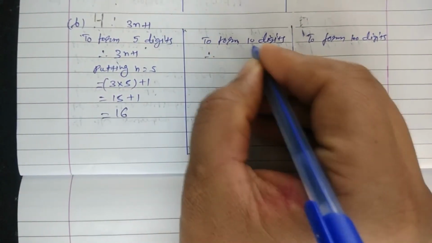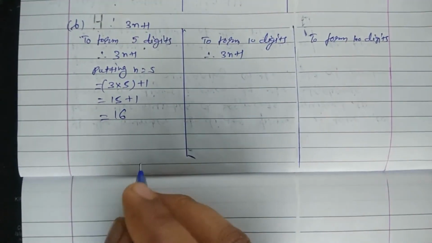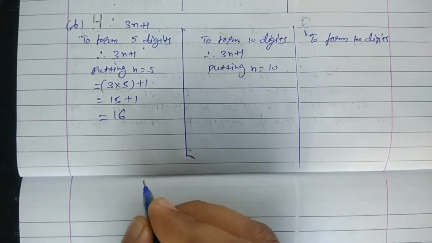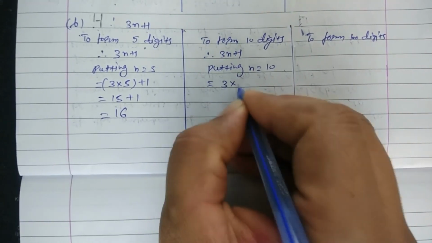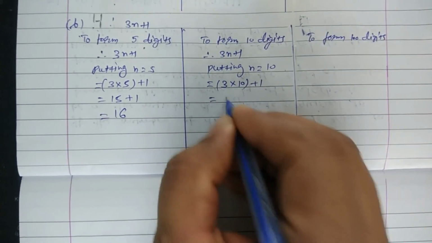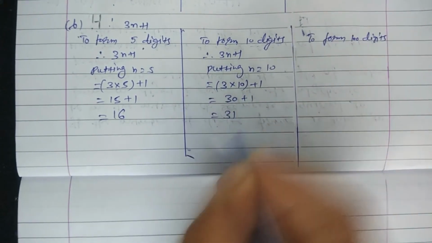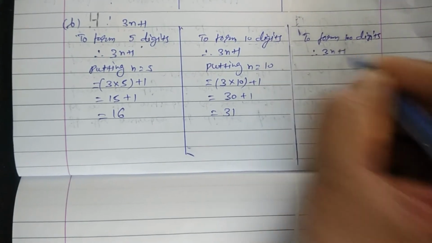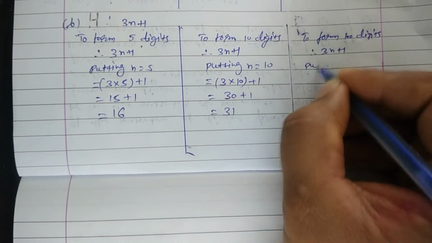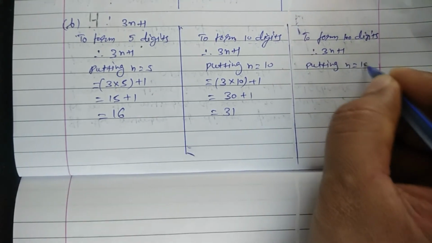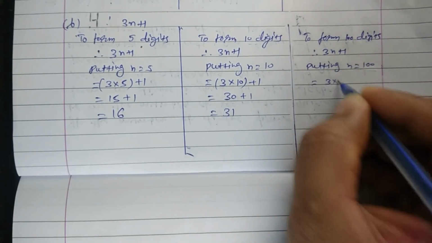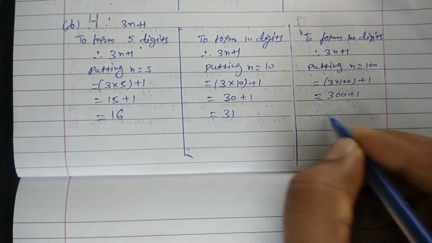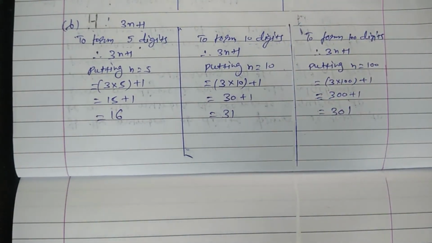Next, to form 10 digits, 3n plus 1 is our expression, putting n is equal to 10, and that is equal to 3 multiplied by 10 plus 1. 3 tens are 30, 30 plus 1, that is equal to 31. And last, to form 100 digits, the expression given is 3n plus 1. So putting n is equal to 100, that is equal to 3 multiplied by 100, bracket close, then plus 1. That is equal to 300 plus 1 is equal to 301.